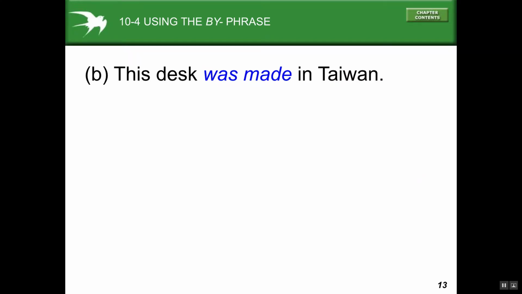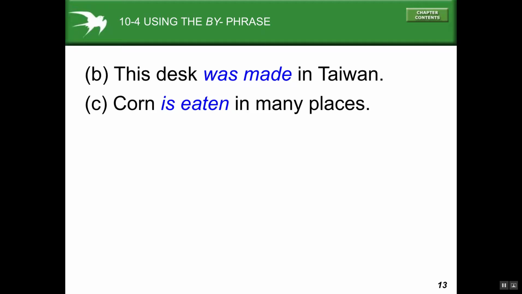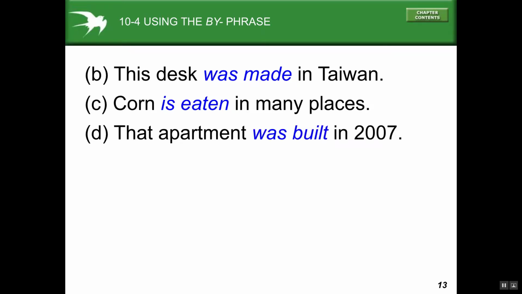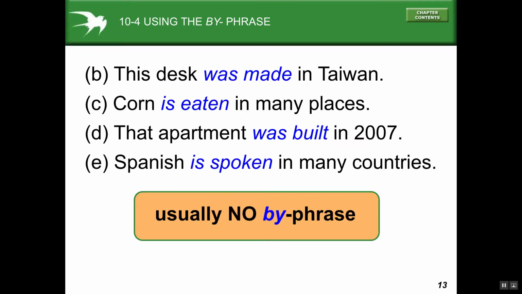"This desk was made in Taiwan." "Corn is eaten in many places." "That apartment was built in 2007." "Spanish is spoken in many countries." Usually in sentences like this, there is no "by" phrase. Why? Well, in these sentences, who is doing the action is not that important.